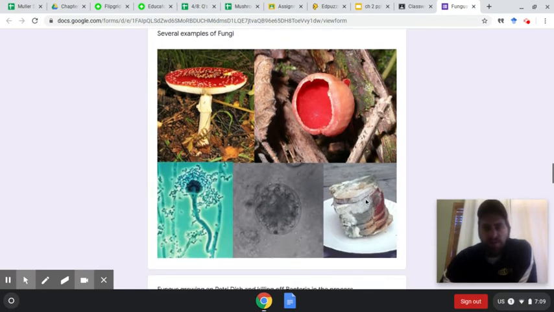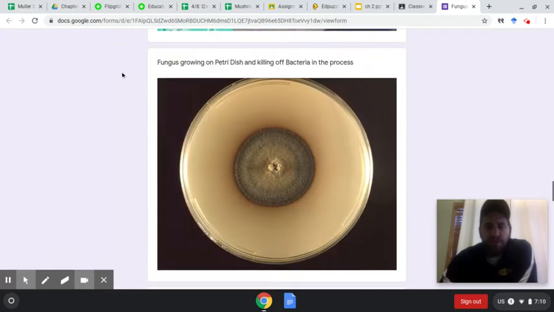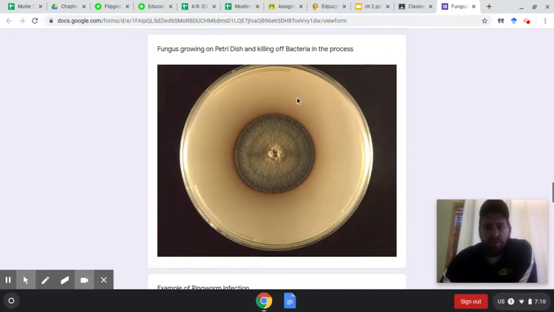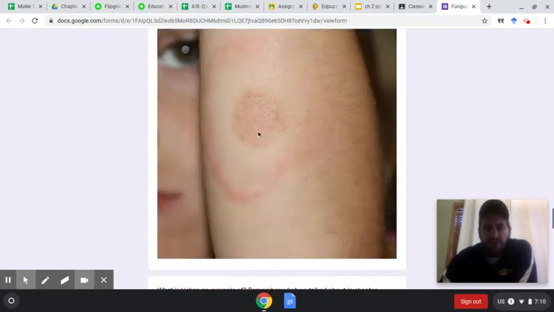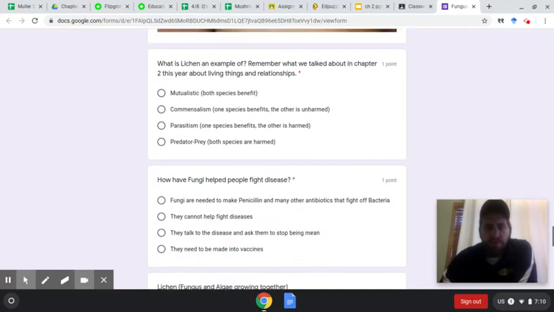Some examples: you got your molds here, you got your mushrooms, you got all the different types of fungus here. Here's a wonderful picture of the bacteria growing and then the fungus in the middle kind of clearing out its path, not really affected by the bacteria. Here's a classic case of ringworm here, a fungal infection.